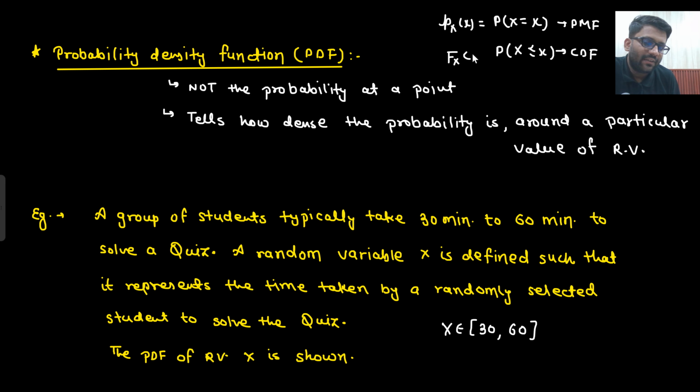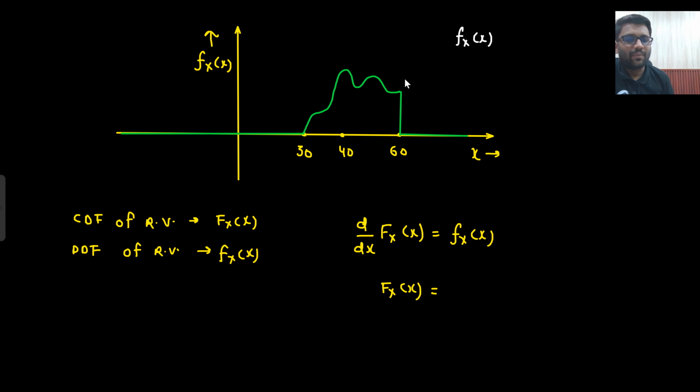How do we represent CDF? This is how CDF was represented. And how do we represent the PDF? The PDF is represented by small f, capital X, small x. So this is how we represent PDF. This particular PDF function has been made.